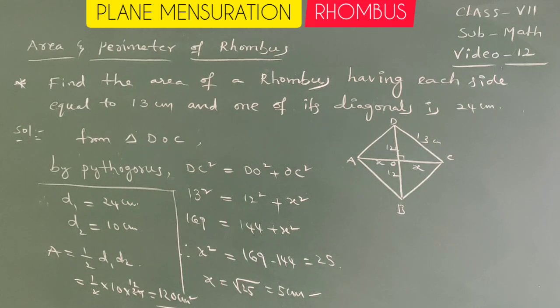So by Pythagoras theorem, DC square equals DO square plus OC square, 13 square equals 12 square plus x square. 169 equals 144 plus x square, so x square equals 25, x equals square root of 25, that is 5. So we require both diagonals for finding the area of a rhombus. Area of a rhombus is half d1 d2. One of the diagonals is 24, another one, half of the diagonal is 5, so the diagonal is 10. So half into 10 into 24, that is 120 centimeters square, is the required area of the given rhombus.